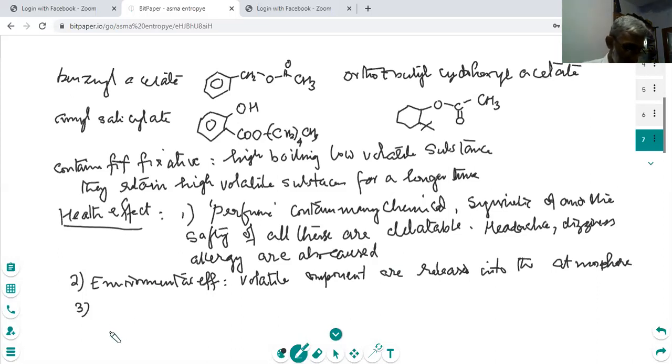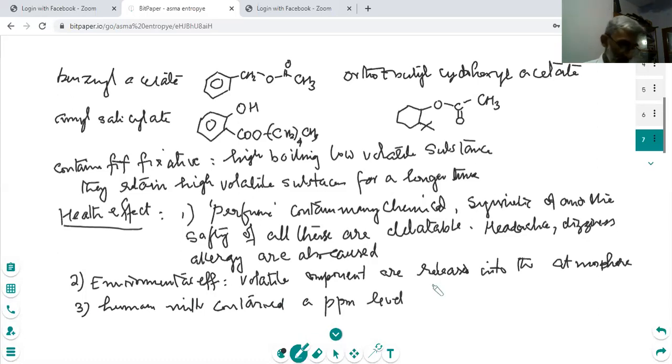Okay. So another very important concern is it is found that human milk contained about a ppm level of these volatile substances. This is a real concern.